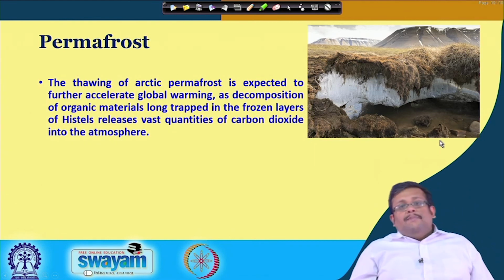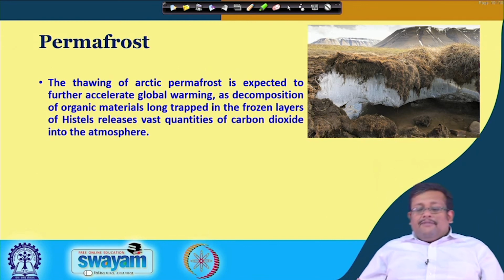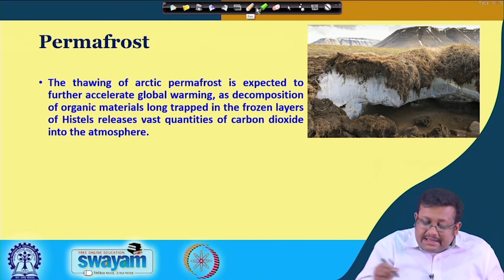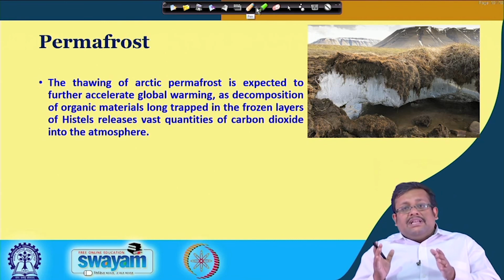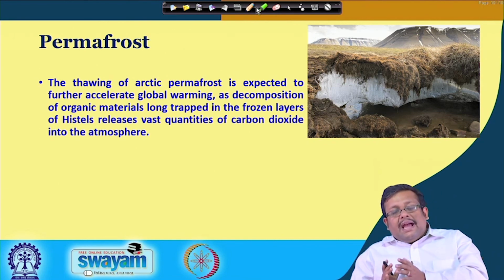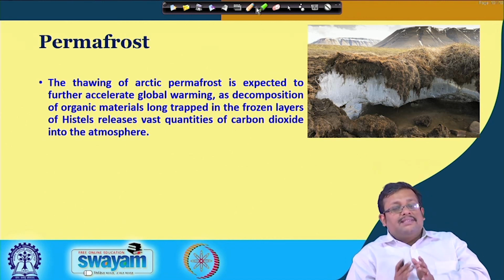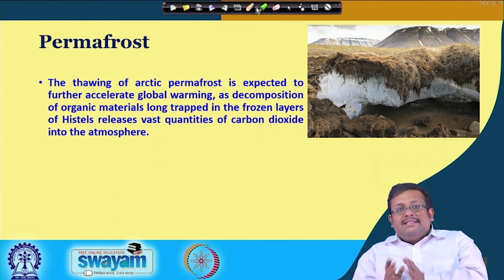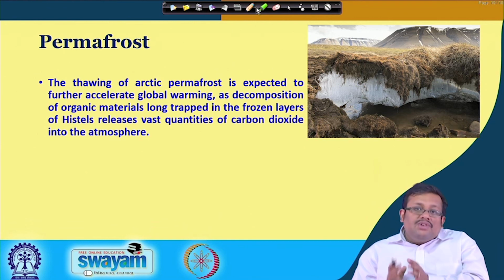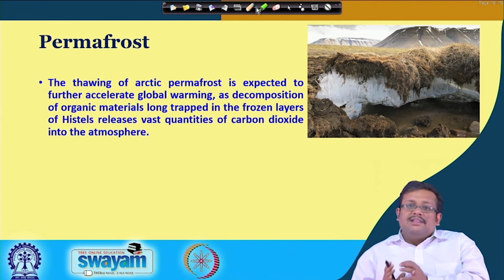So what is permafrost? We talked about permafrost a little bit. Permafrost is a condition where the soil remains frozen for a considerable part of the year. Remember that the thawing of Arctic permafrost is expected to further accelerate global warming, as decomposition of organic materials long trapped in the frozen layers of Histels occurs. Histels means Histosols and Gelisols, so it is a combination of Histosols and Gelisols.